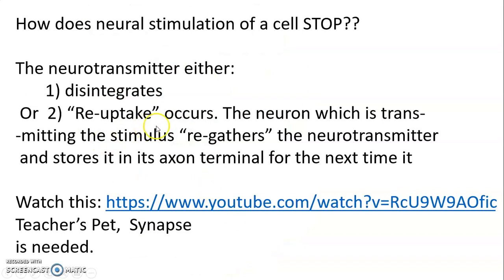Okay, so two more details. The first thing is neural stimulation would just keep going, right? You would just keep moving that muscle, or that thought would just keep stimulating the nerve cell over and over and over again, if something doesn't stop it.